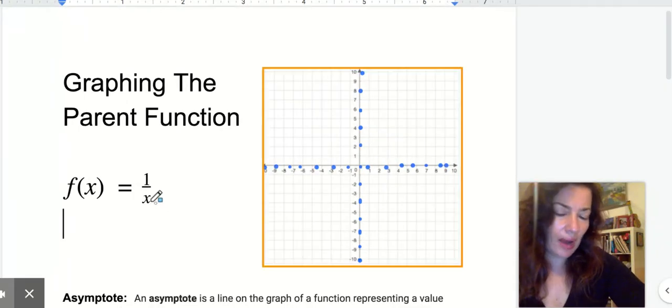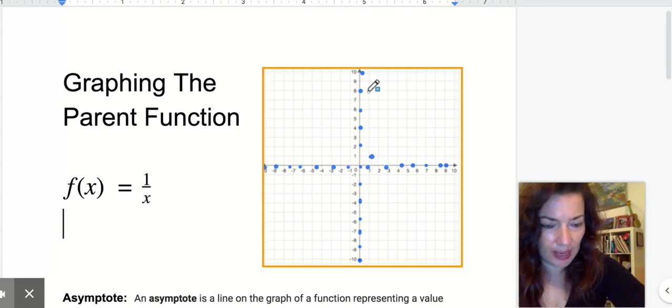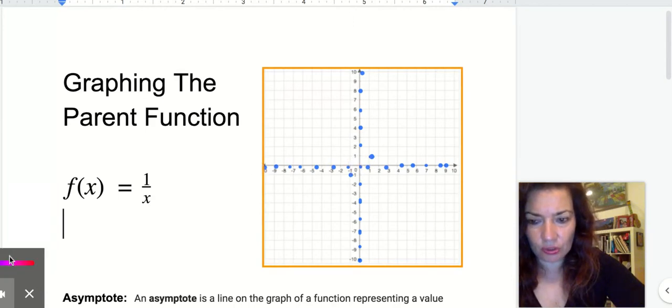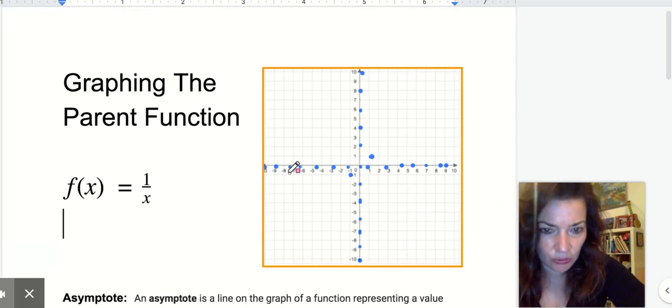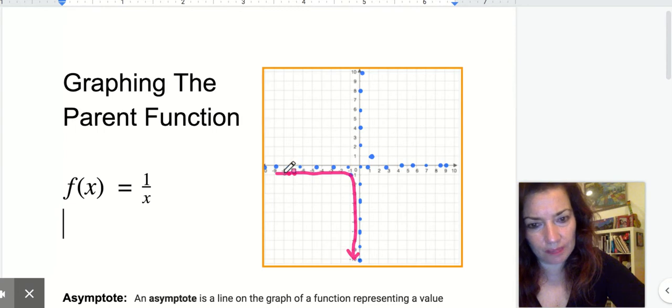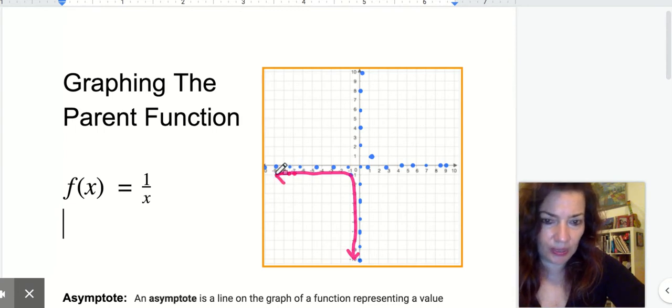And then if you actually plug in values to the right of 0, I have a point at 1, 1. So when x is 1, y is 1. I also have a point at 0.1, 10. And then I have a point at negative 1, negative 1. And as we approach to the left, we are getting closer and closer to 0. So I'm going to draw my hyperbola on the left. It will look kind of like a shape like this. And I will put arrows in.